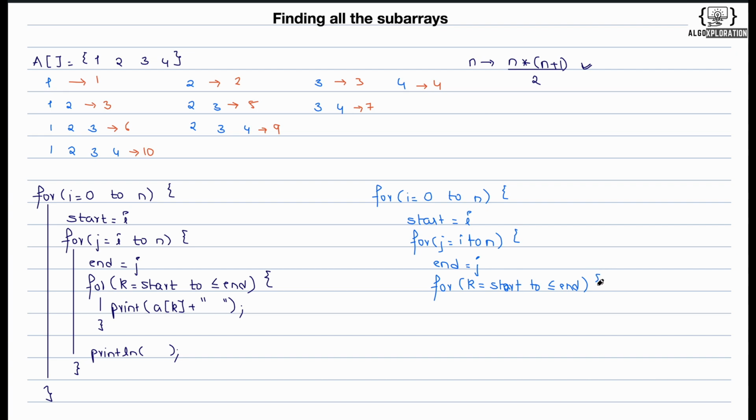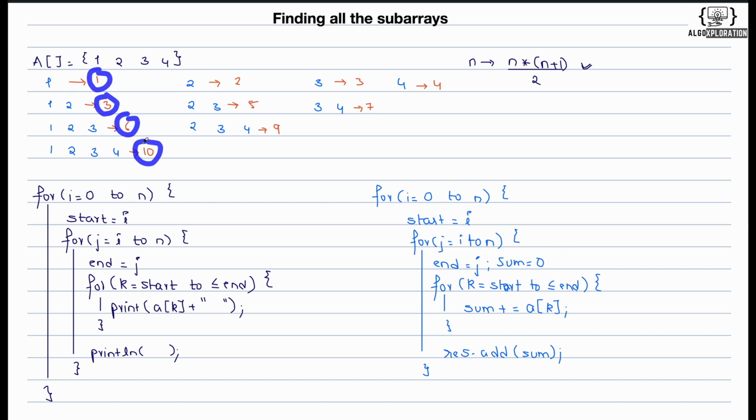Now inside this I'm going to store the sum on the go. So sum plus equals a of k. That's it. And after that, result dot add sum. Now here I'm going to have sum equal to 0, because after every third iteration the sum should be reset to 0, then only we will get the sum of every subarray. I hope you got this.